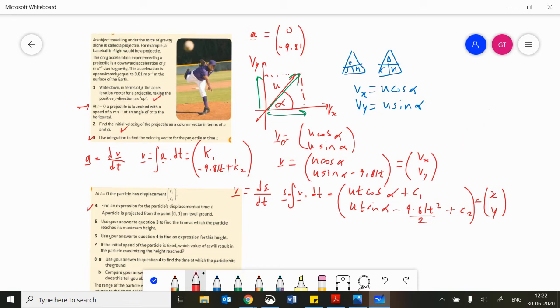So for question 5, we're going to say Vy is equal to 0. The velocity in the y direction is equal to 0 just for a very short instant at the top. So we're going to say that u sine alpha minus 9.81 t is equal to 0.